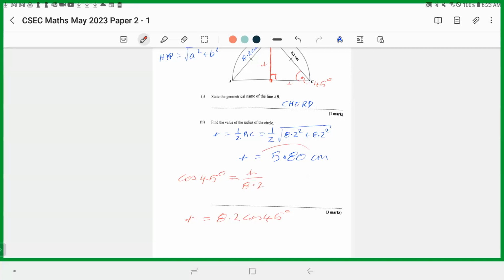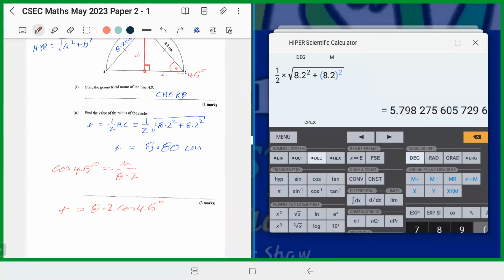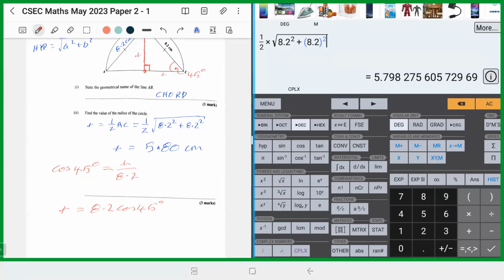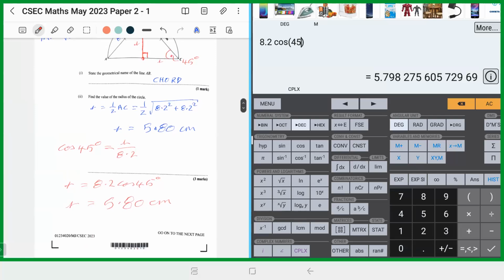Now let's see if that gives us the same 5.8. It should give us the exact same value that we got in the calculator before. 5.79 something. That same exact value we're seeing on the calculator now. If it is correct, this calculation will give us the same thing. 5.79827. Same thing. Let's look at it. 8.2 times the cos of 45 degrees. See? Exactly the same. That confirms it for us that the radius indeed, to three significant figures, is 5.80 centimeters. Done two different ways, same answer. All right? So that is that. Let's continue.